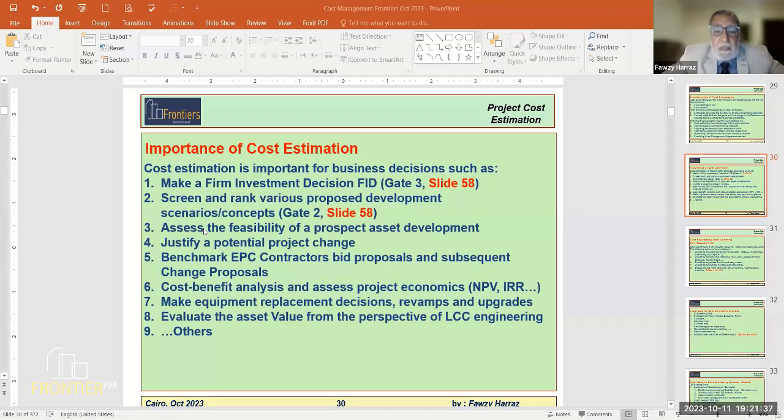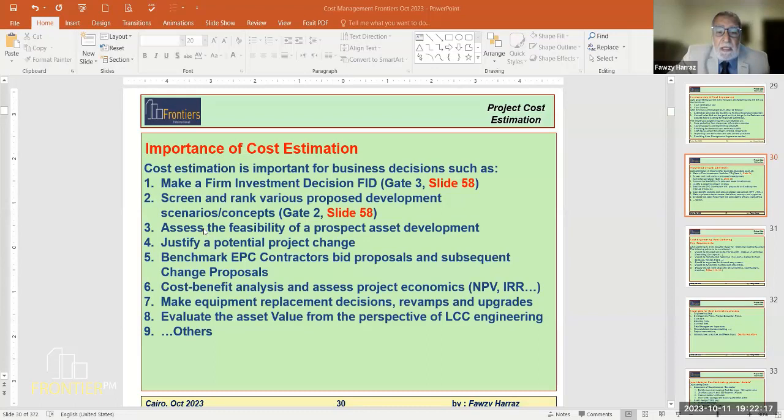Justify a potential project change. If we have a running project and the owner wants to make a change, that change will cost some money and possibly have some schedule impacts. The cost estimator is required to tell us the payback of this change. If we spend $50 million for a change, what will be the payback on the revenues of that project? So this is one occasion where cost estimation will be required to support.